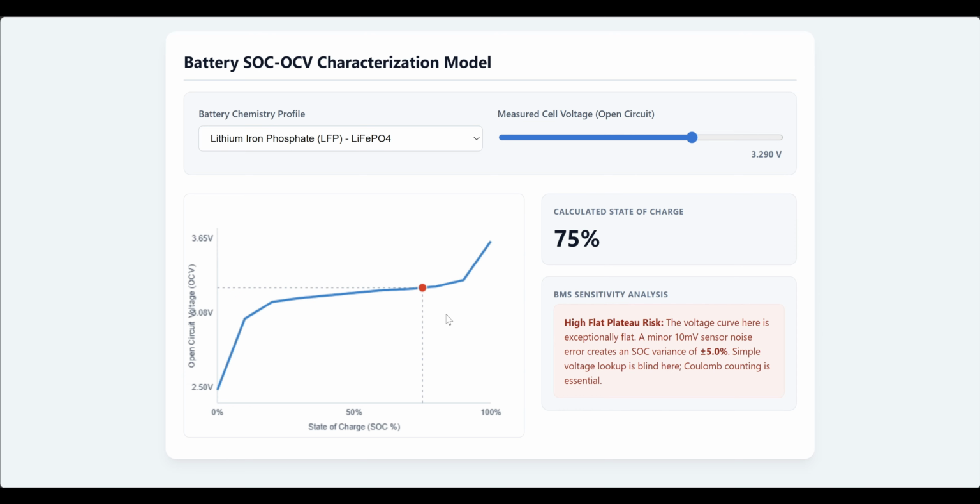So it is not that you can only apply the Kalman filter to the battery management system, but you can apply it to any other prediction or estimation system, which is mostly nonlinear or can be linearized. Okay, so this is all for this particular video.